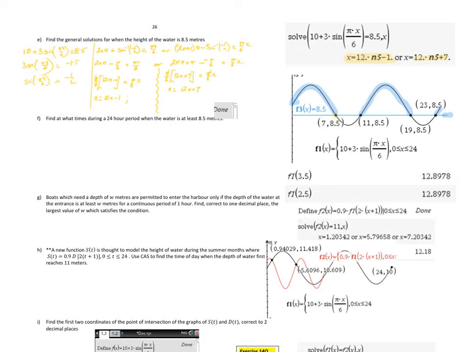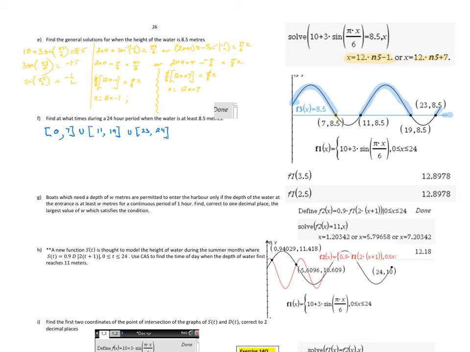So how does that correspond? Well, it starts at least at, so between 0 and 7 hours. And then we have to scoot forward to 11 hours, from 11 hours up to 19 hours. And then from 23 hours to 24. That's my 24-hour period.